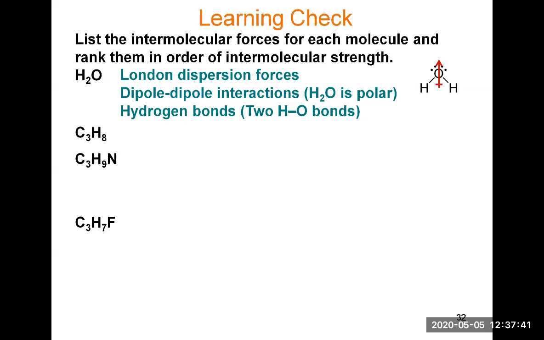And the hydrogens of one molecule of water will be attracted to the oxygens of another molecule of water. And the oxygens of a molecule of water will be attracted to the hydrogens of yet another molecule of water. And so hydrogen bonding is occurring between molecules of water.